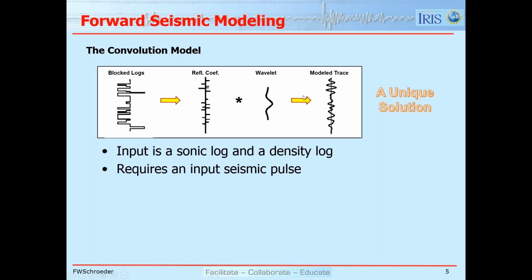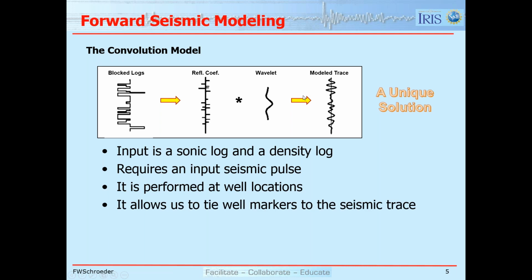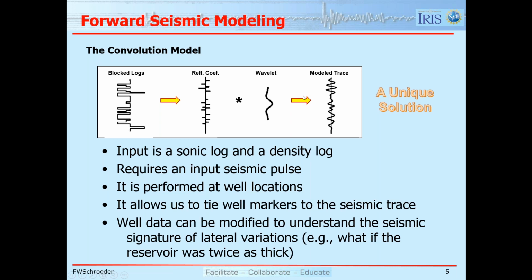So the input is sonic and density. We need a seismic pulse. This is performed at well locations where we have the necessary well logs, and it allows us to tie well markers, formation tops, faults, other pieces of information from the well log to the seismic trace. And the well data that we have, we can modify it so that we can look at what sort of seismic signature we would have if the reservoir was to change thickness, as one example.